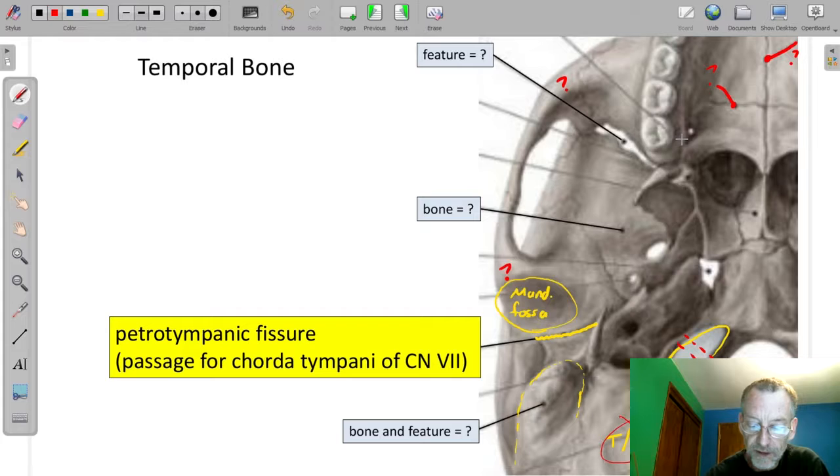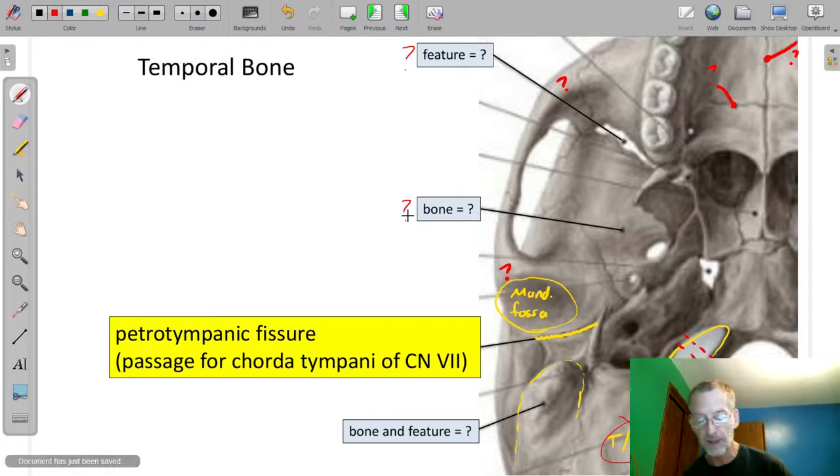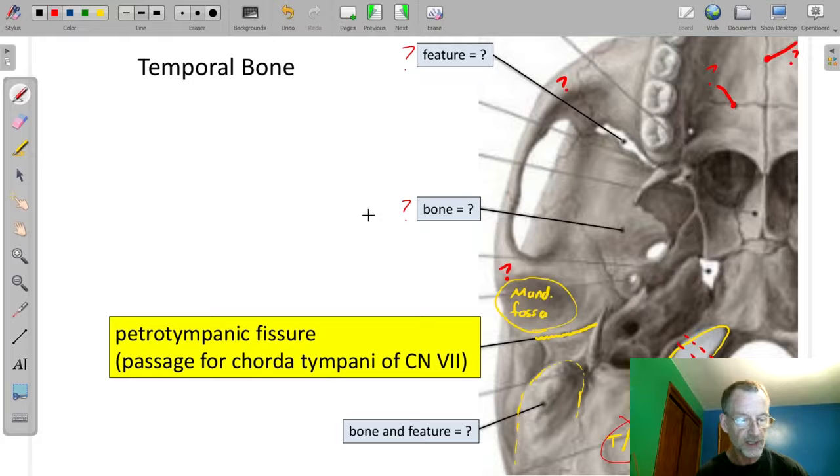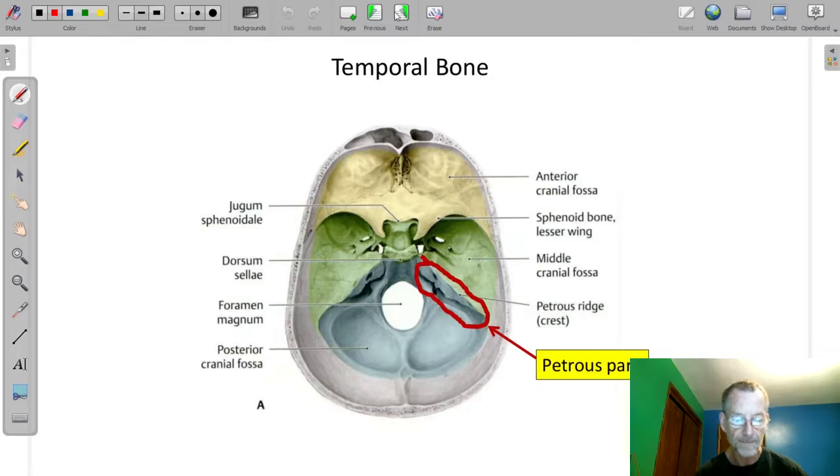So, there are different features. Spend some time going through this. This is how you learn, or how you're going to have to learn anatomy in this course. And even if we had skulls, this would be the starting point, if we had you manipulating and working with real skulls. So next slide, temporal bone.